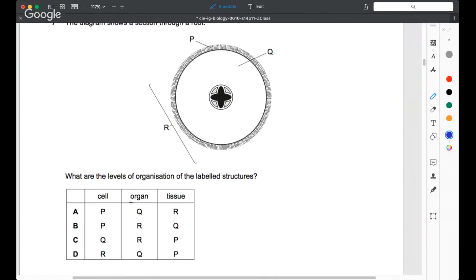So on the outside, these hairs are kind of organized on a cellular level. You can see each of these are made from individual hairs, so that we've labeled a cell. So P is cellular. So it's going to be A or B. And then if you look at R, that's kind of labeling the whole root. So that's an organ level, that's the whole organ. So it's going to be B, we go for P, and then on the organ level, we have R. So it's got to be these, that's the only one where it can be right. And then Q, we're labeling this tissue, this tissue surrounding the matrix in the root. So it's B.